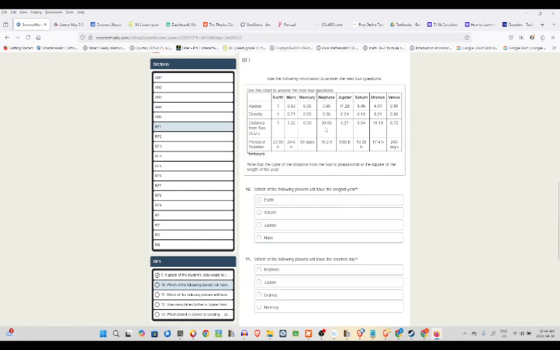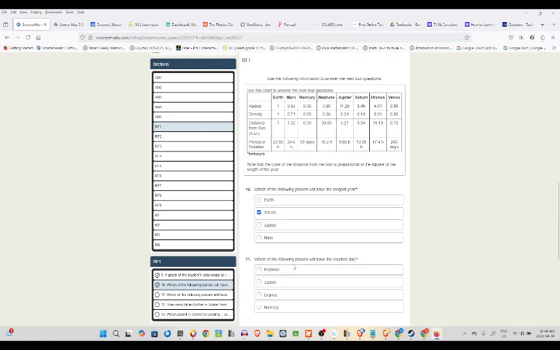Well, Neptune is the greatest one on the chart, but Neptune is not in the options. Uranus is the second highest in the chart, again, not in the options. Saturn is next in line, then Jupiter, then Earth, or then Mars, and then Earth as the shortest of these four.